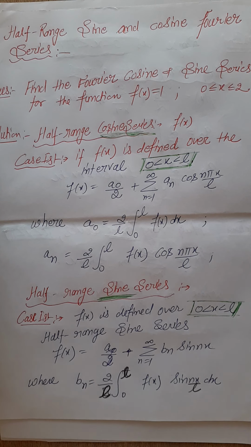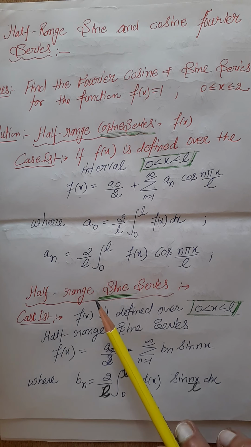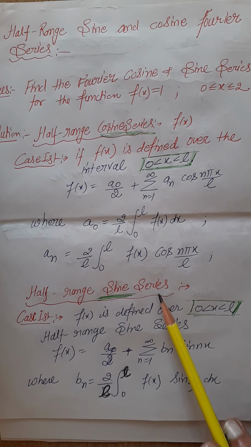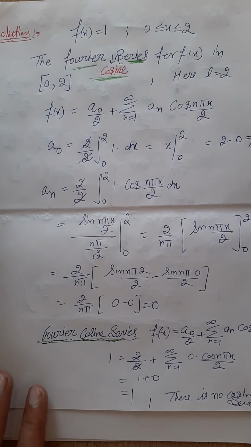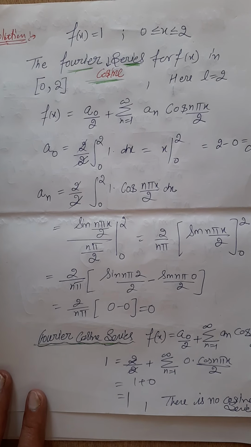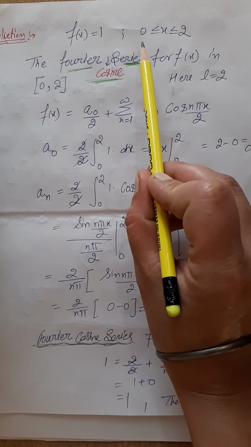So you can see that in the half range cosine series, when you find the cosine series, you need not find bn. You only find a naught and an. And if you find the half range sine series, you apply only bn. You need not apply an. We take an easy example to prove our concept. So we take the example fx is equal to 1 and we take the limit from 0 to 2.